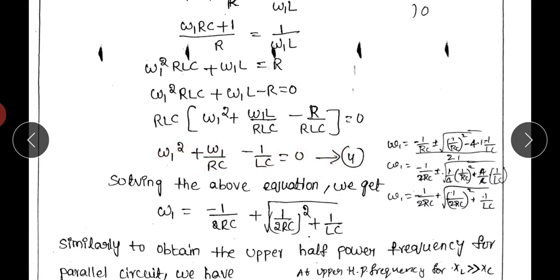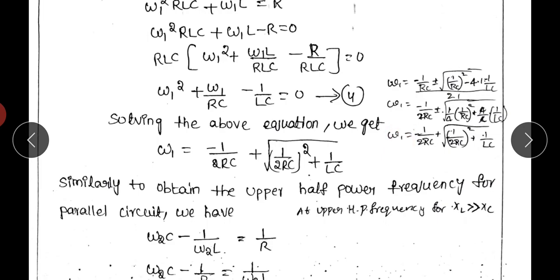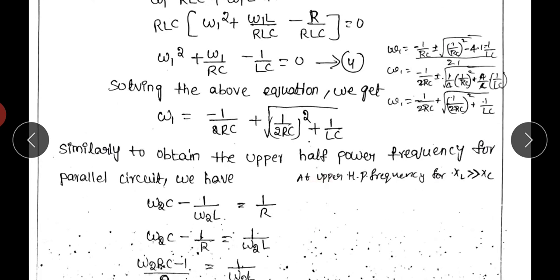Next, to find the roots of this equation, we use the formula minus b plus or minus square root of b square minus 4ac by 2a. Here b equals 1 by RC, a equals 1, c equals minus 1 by LC. So by using that formula we find omega 1. Finally, the root of this equation is omega 1 equals minus 1 by 2RC plus square root of (1 by 2RC) whole square plus 1 by LC.